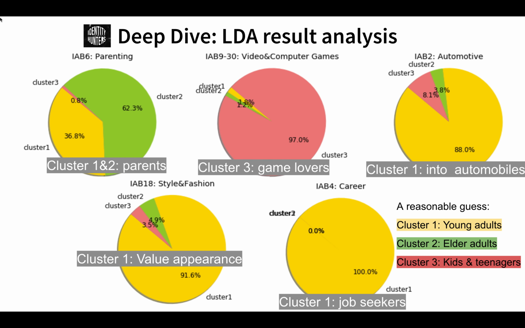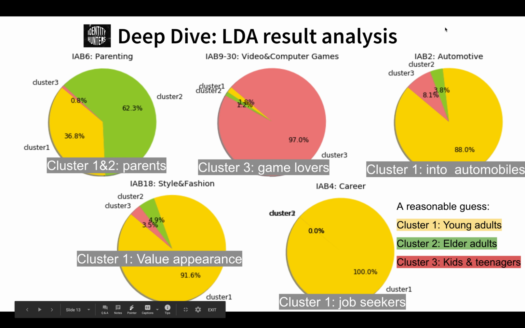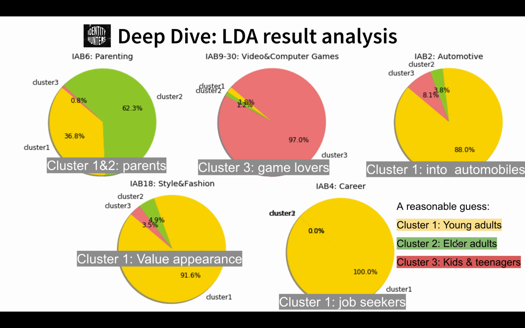And this is the LDA result analysis to figure out what the clusters actually correspond to in terms of age. As you can see, for parenting, cluster 2 is 62.3 and cluster 1 is 36.8, whereas cluster 3 has 0 interest in this, but cluster 3 is a lot interested in games, that is the video and computer games category. Similarly, you can see this for all of these cluster divisions. At the end, we infer from this information that it's a reasonable guess that cluster 1 is young adults, cluster 2 is elders, and cluster 3 is kids and teenagers.